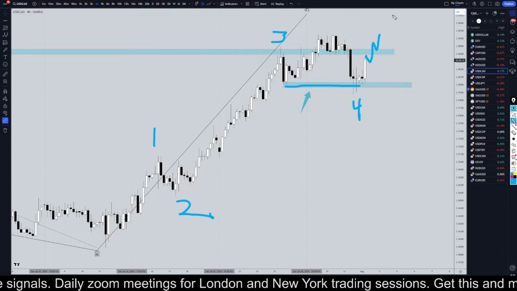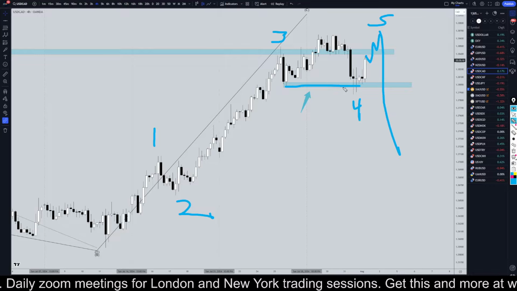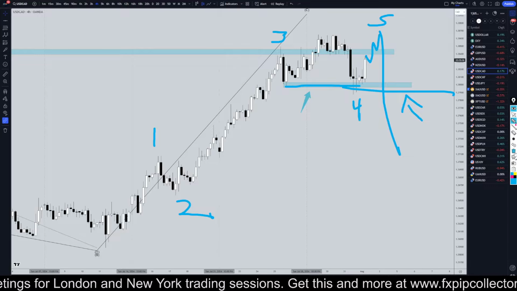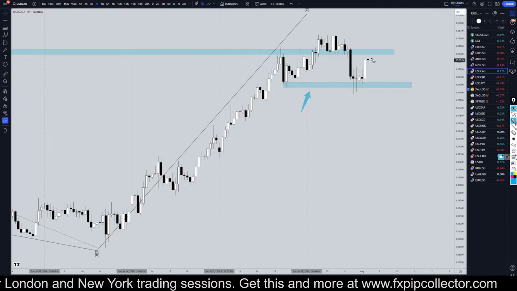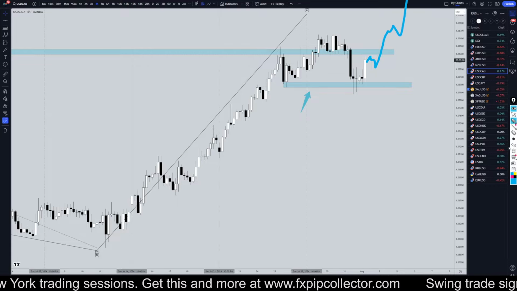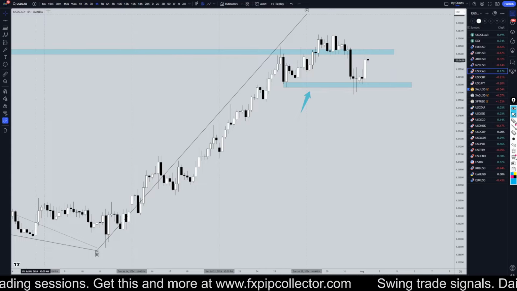So I still think it is pretty possible that it does go down and break structure, but until it actually does that, I would be looking for longs because we don't really know that it's going to do that, and it easily could just keep on trending up, which is why I would continue to trade with the trend.